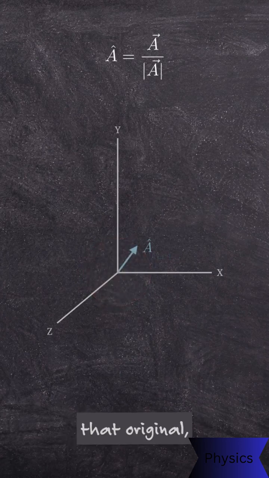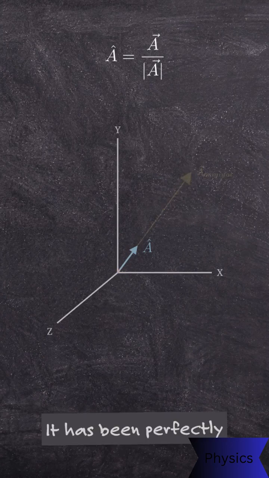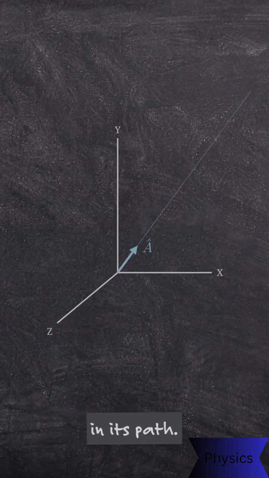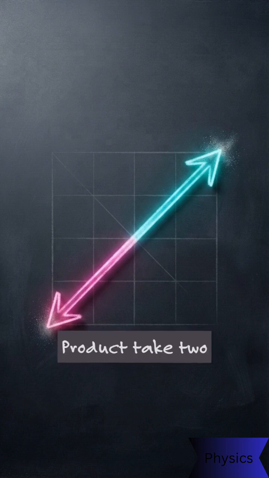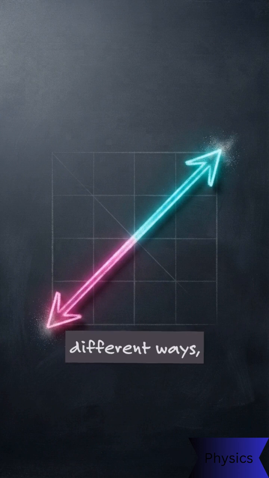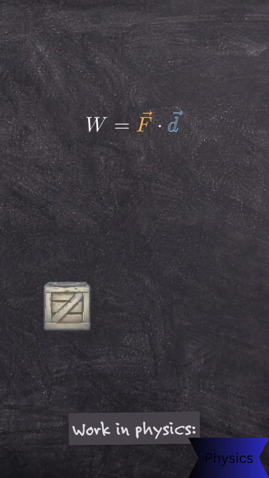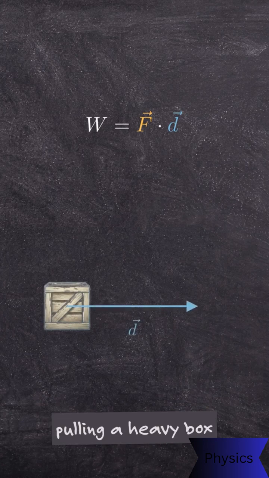And what about that original massive vector A that was stretching all the way across our grid? It has been perfectly distilled into a standardized 1-unit directional arrow, permanently locking its path. How does the dot product take two arrows pointing in different ways and combine them into a single directionless number? Think of calculating work in physics, a force vector pulling a heavy box along a specific distance vector.